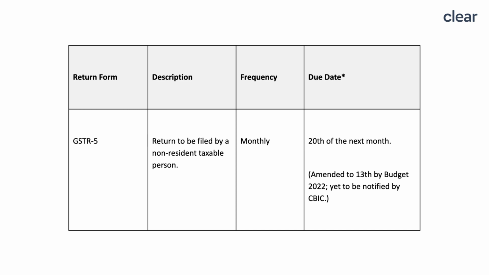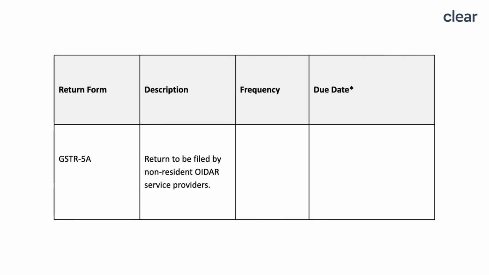However, same is yet to be notified by the CBIC. Similarly, non-resident OIDAR service providers, that is taxpayers supplying online information, database access and retrieval services, are required to file a return, namely GSTR5A. The frequency of filing is monthly and the due date is 20th of the succeeding month.